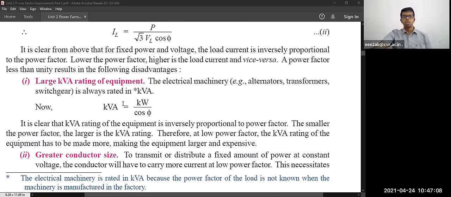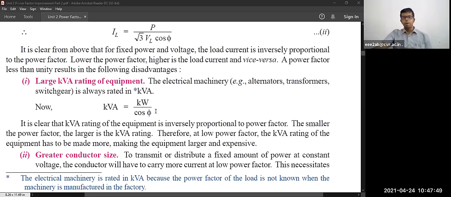How? kVA, the apparent power, is equal to kW divided by cos phi. So it is clear that the kVA rating of the equipment is inversely proportional to the power factor, that is, proportional to 1 divided by cos phi. Therefore, at lower power factor, the kVA rating of the equipment has to be made more. Lower the power factor, the kVA will be increased.